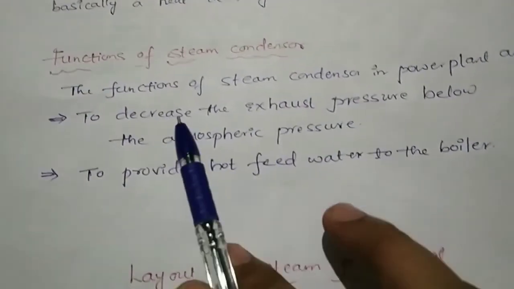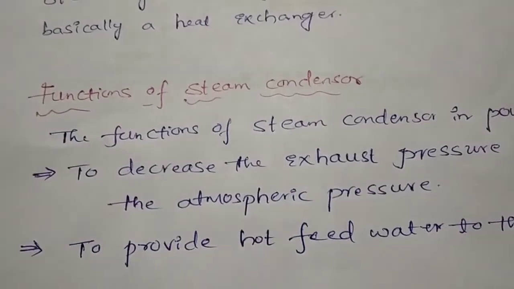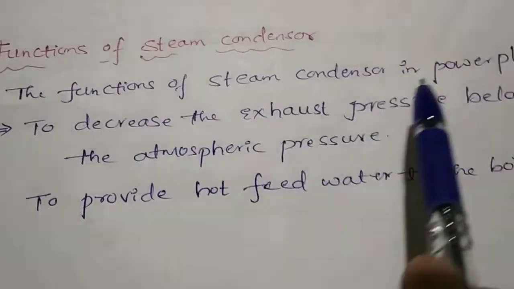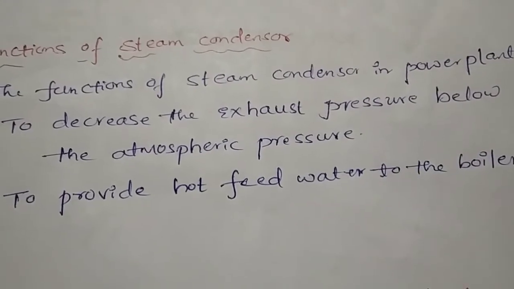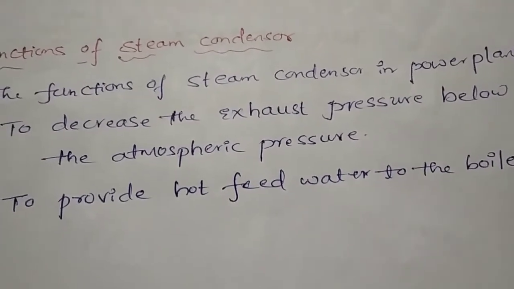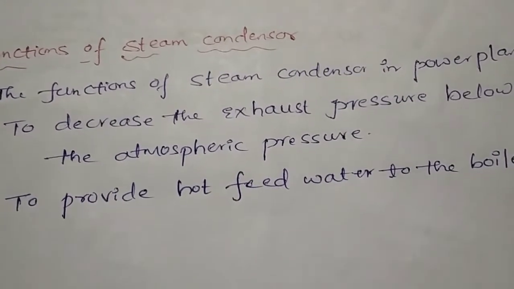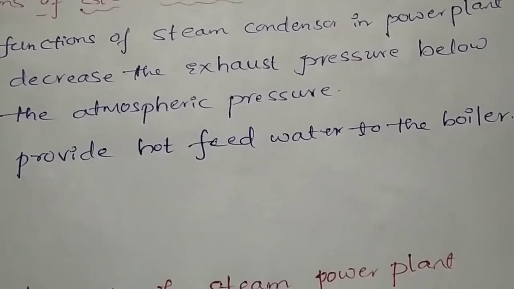Now what are the different functions of the condenser? There are mainly two functions of the condenser. The first one is to decrease the exhaust pressure below the atmospheric pressure. Whatever the pressure available at the exhaust, it takes that pressure and converts it to less than atmospheric pressure. The second is to provide hot feed water to the boiler. I will explain with the help of a diagram, then you will clearly understand.